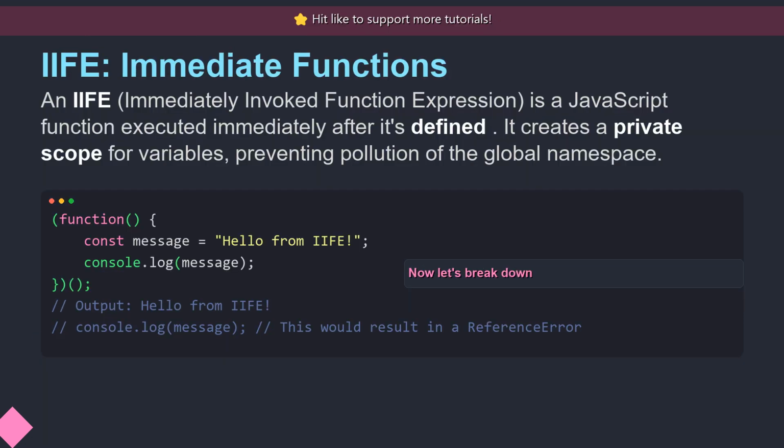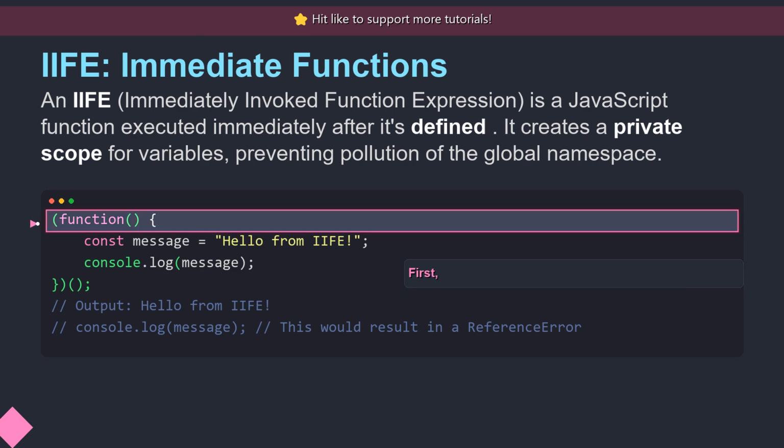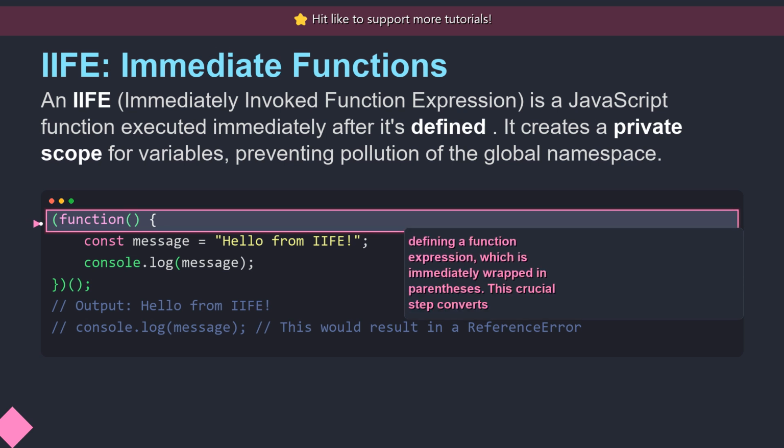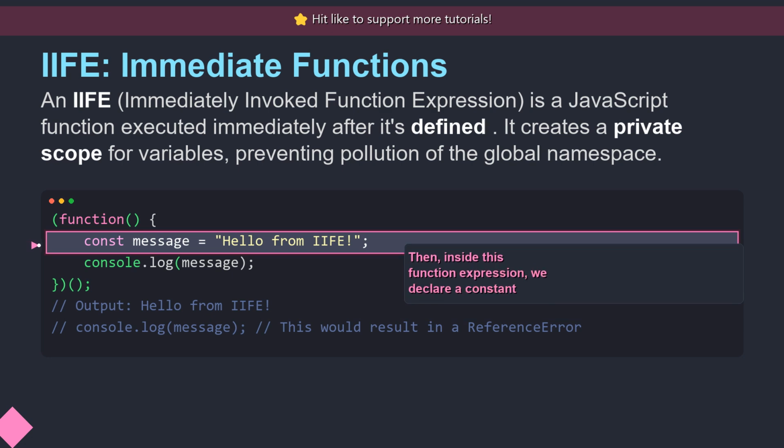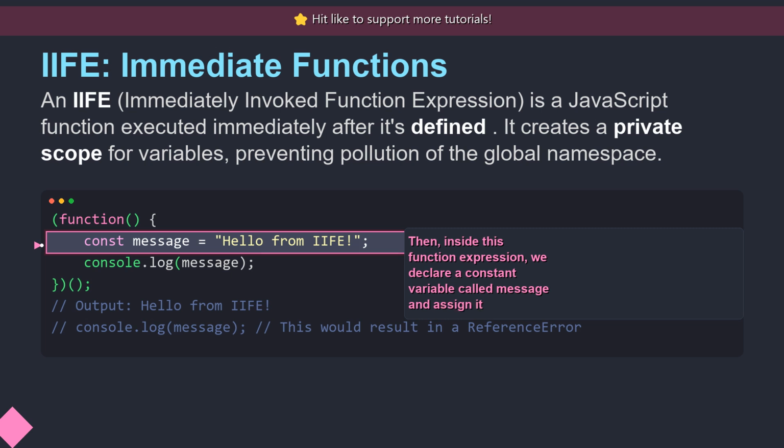Now let's break down the code line by line. First, we begin by defining a function expression, which is immediately wrapped in parentheses. This crucial step converts the function declaration into an expression, making it a value that can be immediately executed, rather than just declared. Then, inside this function expression, we declare a constant variable called message and assign it the string value hello from IIFE. This variable is now strictly confined to the local scope of this function.